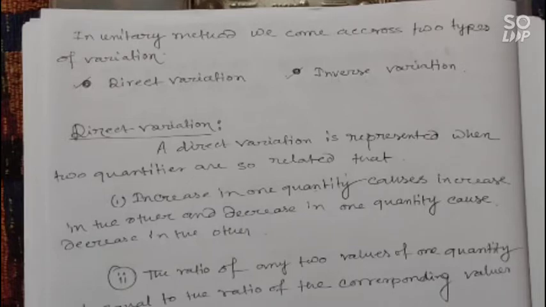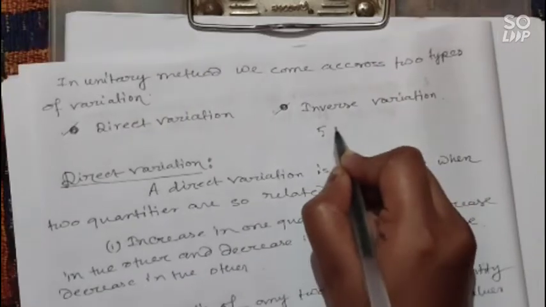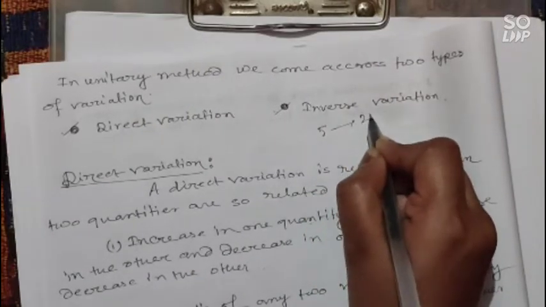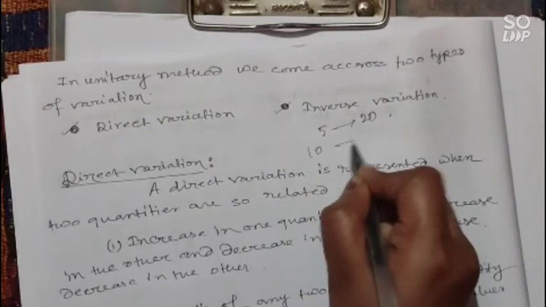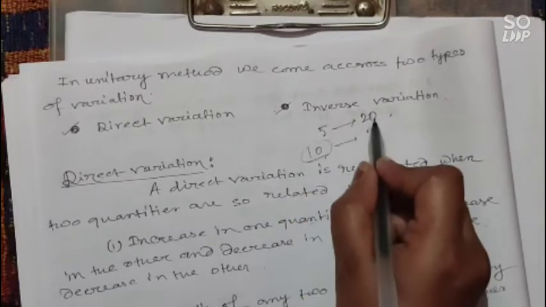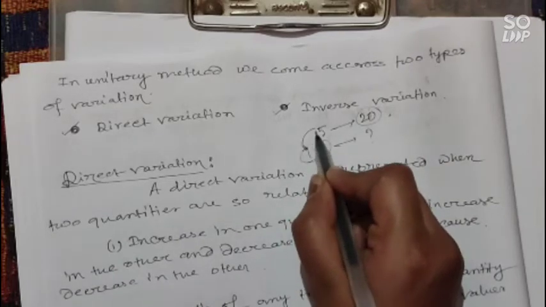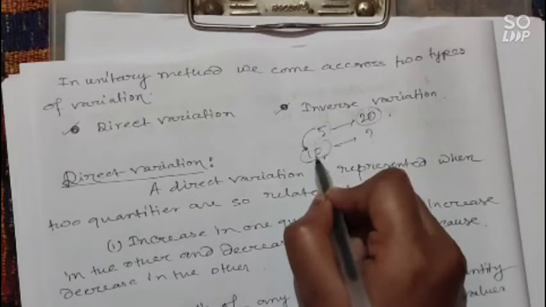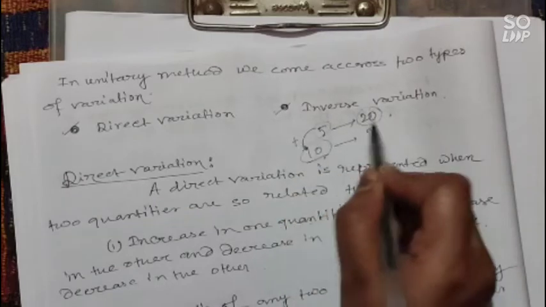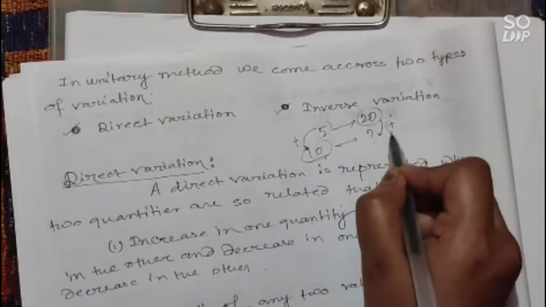So here we can see that the cost of 5 pencils is 20 rupees. Then what will be the cost of 10 pencils? Obviously the cost of these 10 pencils is greater than 20 rupees. So the number of pencils goes from 5 to 10, so this increases. That's why the cost of pencils is also increased.